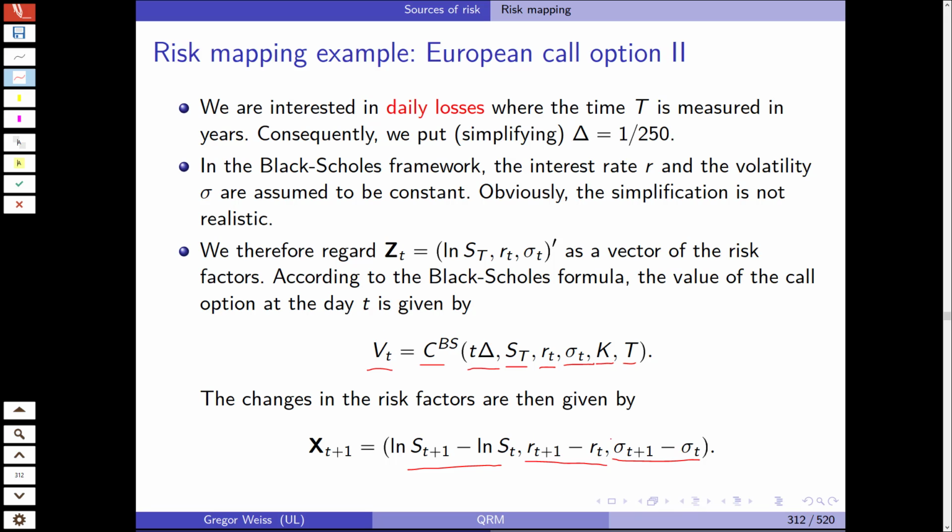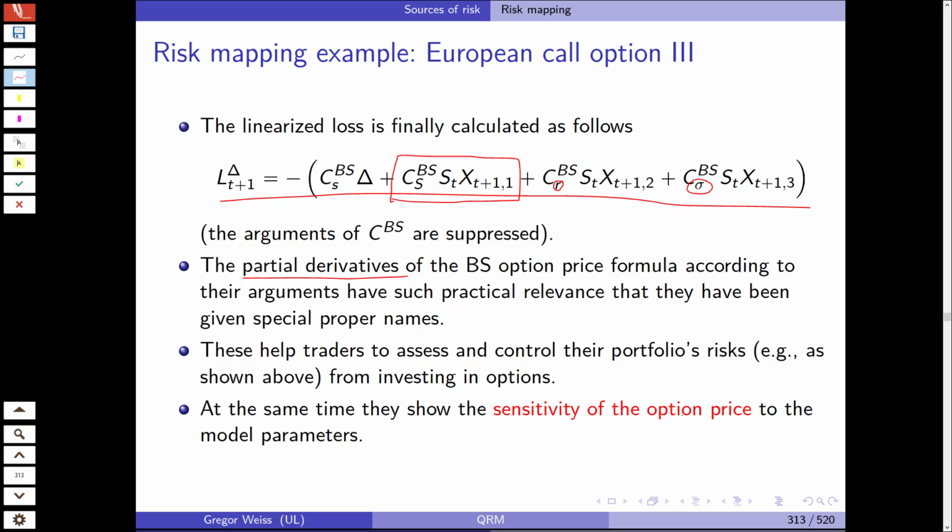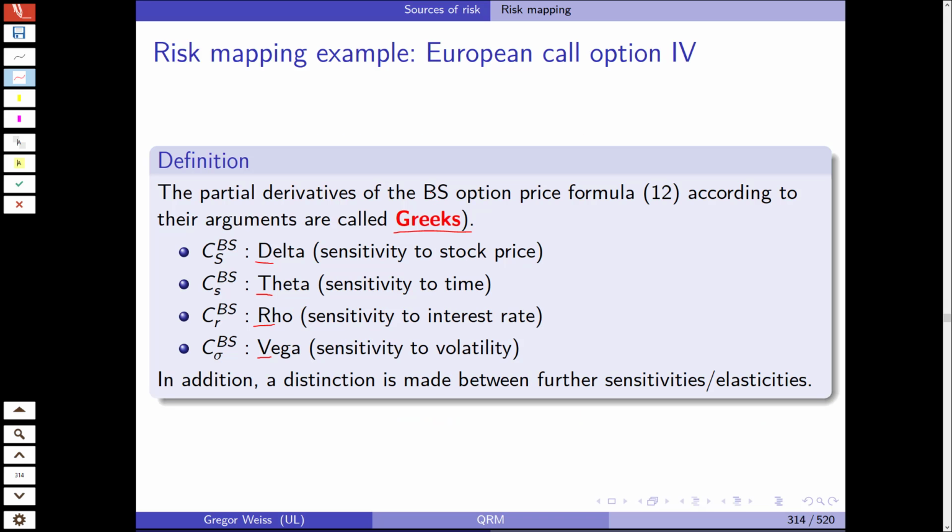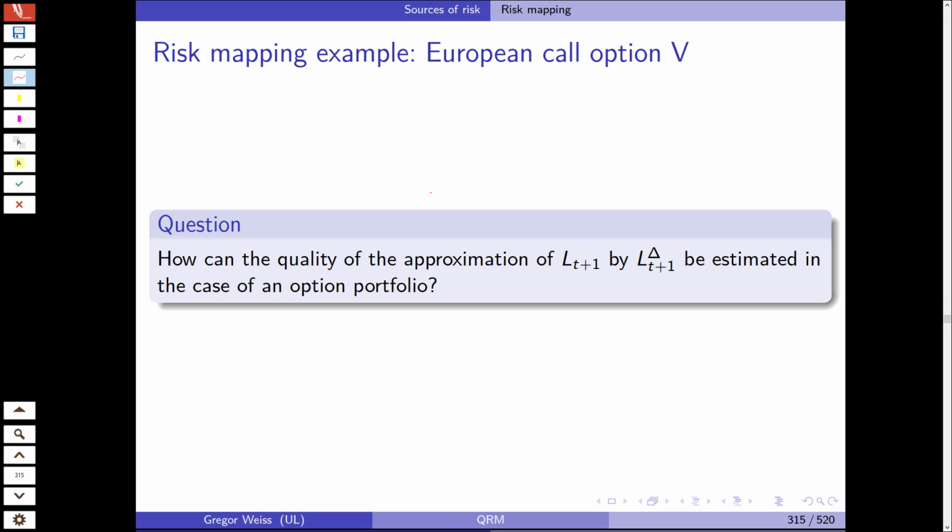You can assume that in the simplest case, you could simply assume volatility is constant, so it's no longer a risk factor, and the risk-free rate is also constant, it's no longer a risk factor. So what you're left with is actually only one risk factor, which is the option delta. So this is one reason why the option delta is so important in industry practice.